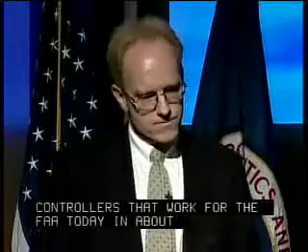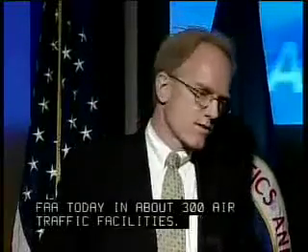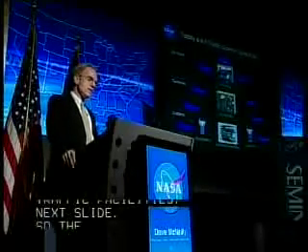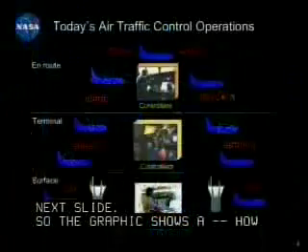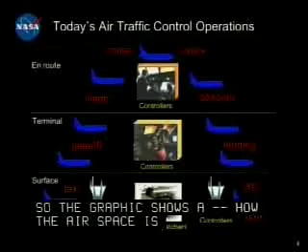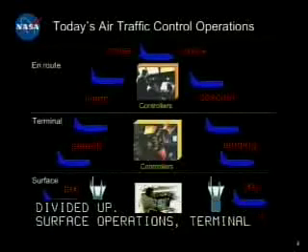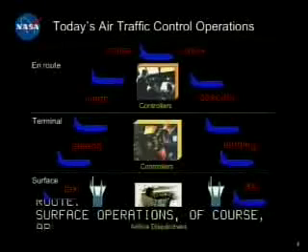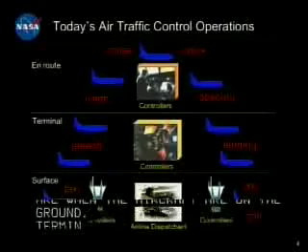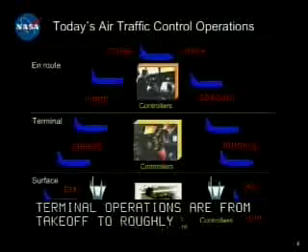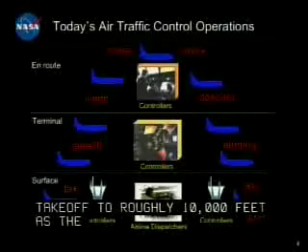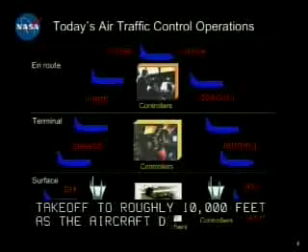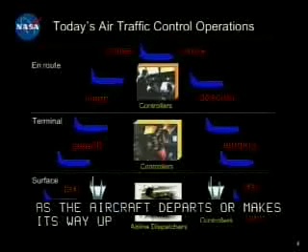Next slide. So the graphic shows how the airspace is generally divided up. Of course, it's very familiar: surface operations, terminal, and en route. Surface operations, of course, are when the aircraft are on the ground. Terminal operations are from takeoff to roughly 10,000 feet as the aircraft departs or makes its way up into the en route airspace, which is roughly about 10,000 feet and up.